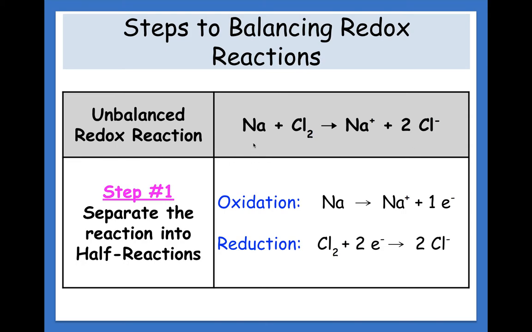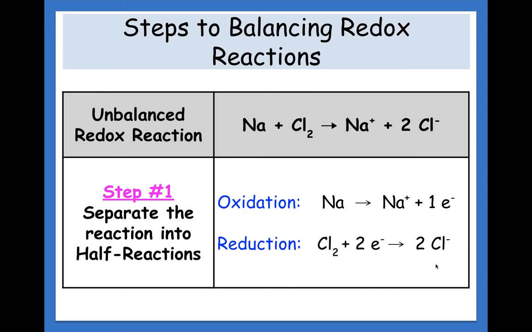Now Na, or sodium, has oxidized. It has gone from a 0 to a +1 charge. So that means it has lost 1 electron. And then Cl2 has actually picked up 2 electrons. It has gained 2 electrons to make 2Cl.